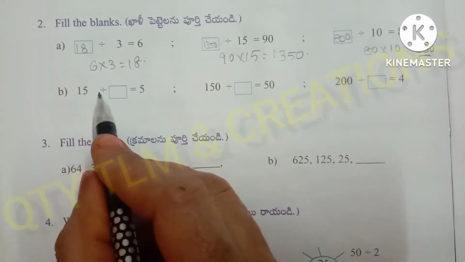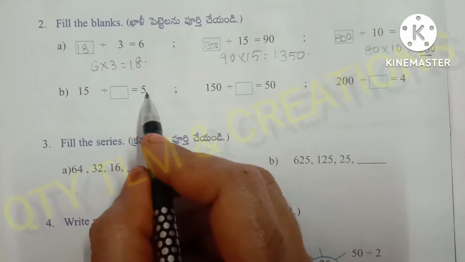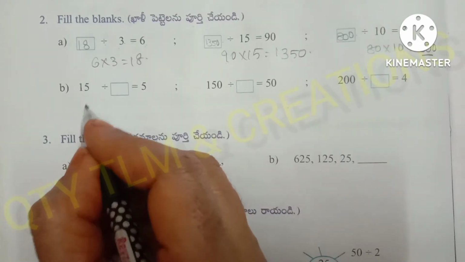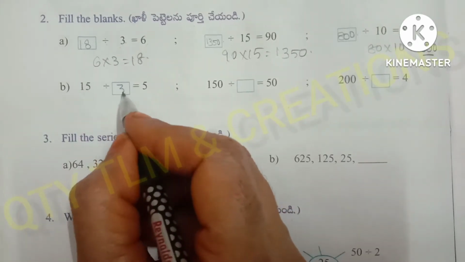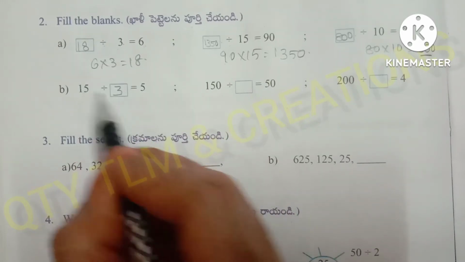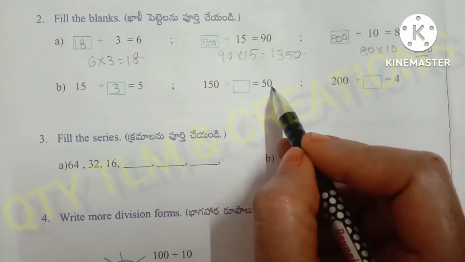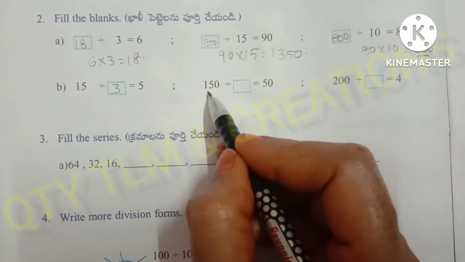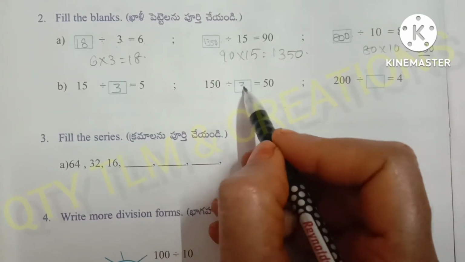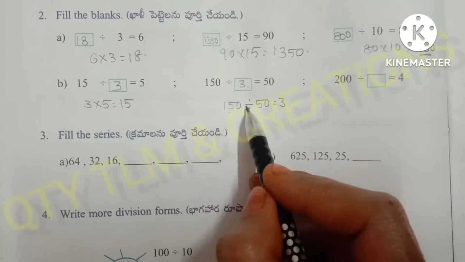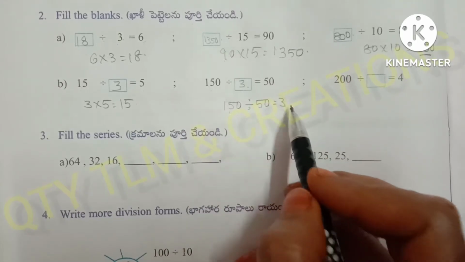Next, 15 divided by 5 equals 5. So 5 divides 15 for 3 times. So 3 divides 15 for 5 times. Next, 150 divided by dash equals 50. So 50 divides 150 for 3 times. So 150 divided by 50 equals 3.